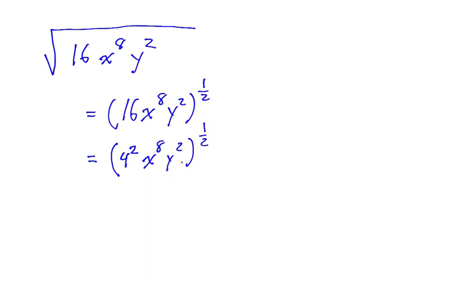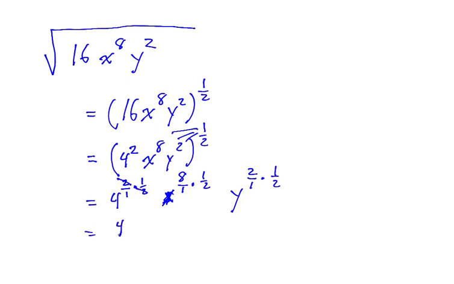And now, following the rules here, we can distribute the 1/2 exponent to everything inside. And so basically we get 4 to the power of 2 over 1 times 1/2, x to the power of 8 over 1 times 1/2, and then y to the power of 2 over 1 times 1/2. And this we can see here, the 2's will cancel, giving us 4 just to power 1. The 8 and the 2 cancel, giving us x to the power 4. And the 2's and the 2's cancel here, giving us just a y. And so the answer at the end is 4x to the power 4 y.